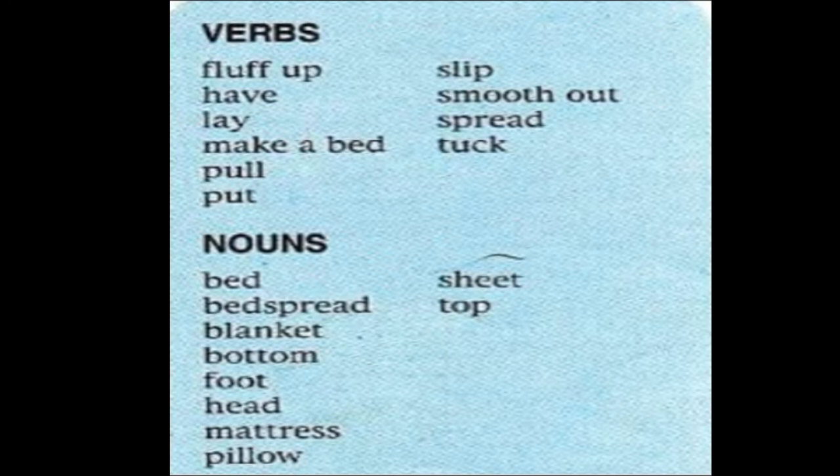So the verbs are fluff up, have, lay, make a bed, pull, put, slip, smooth out, spread, tuck. And the nouns are bed, bedspread, blanket, bottom, foot, head, mattress, pillow, sheet, top.